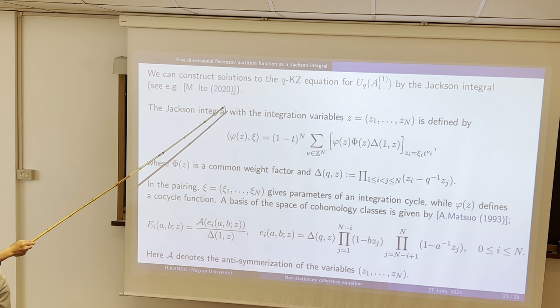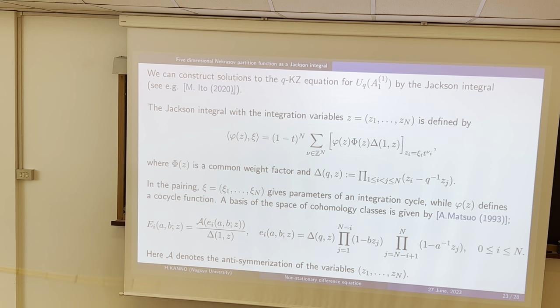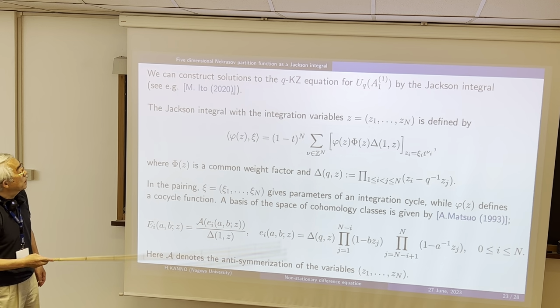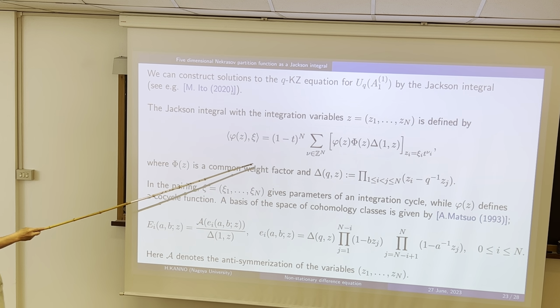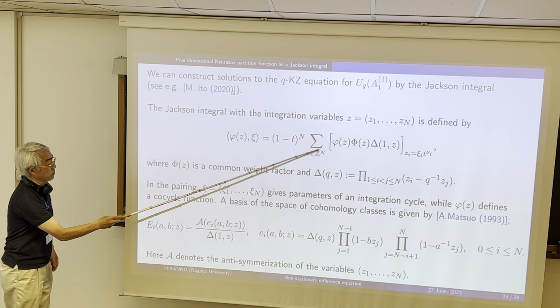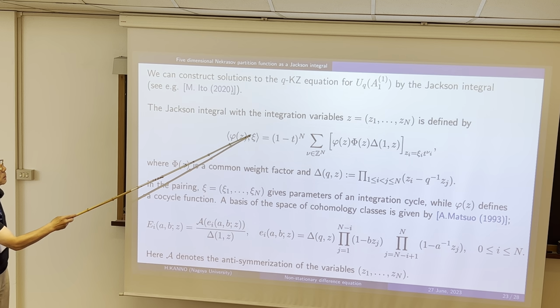One of the ways to construct a solution to the QKZ equation is in terms of the so-called Jackson integral. The Jackson integral is defined like this. It has integration variables z1 to zN, and is defined by the sum over the integers, times 2n. In conformal field theory, this integration variable corresponds to the coordinate of the so-called screening operators. This is the standard Jackson integral. We can regard it as a pairing of zeta, which defines an integration cycle, and phi of z, which corresponds to the cocycle function.